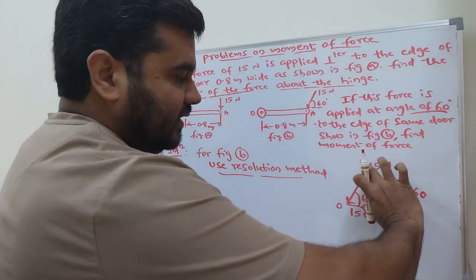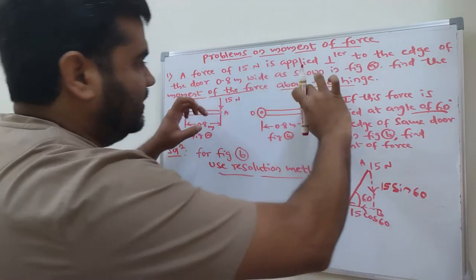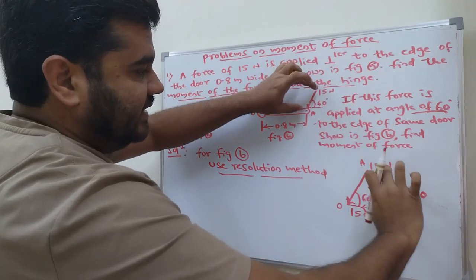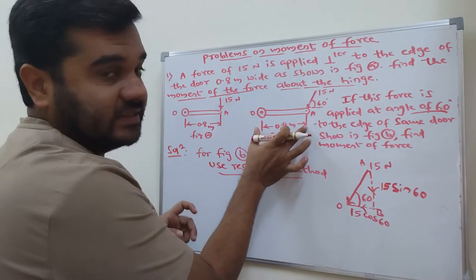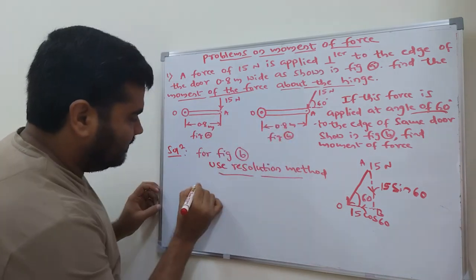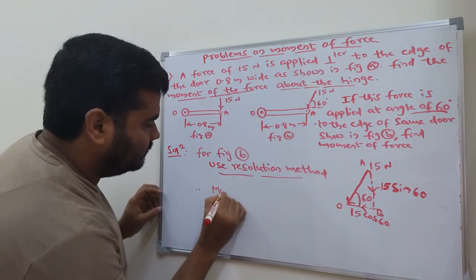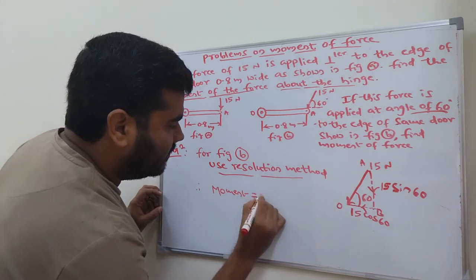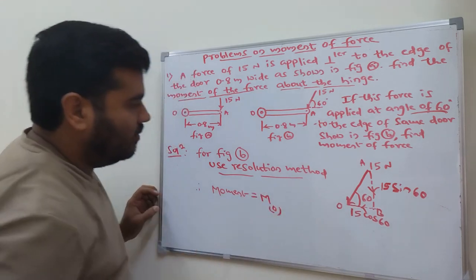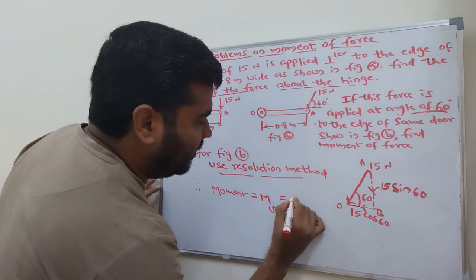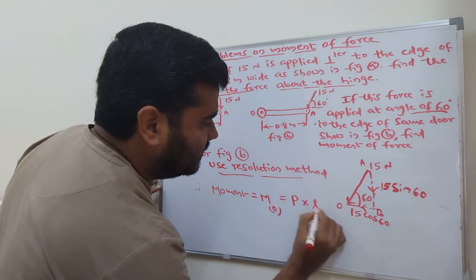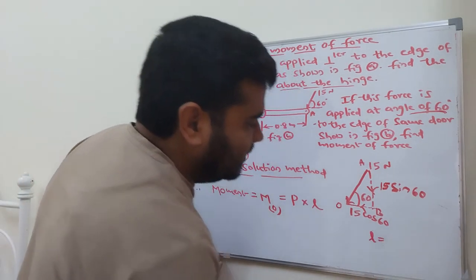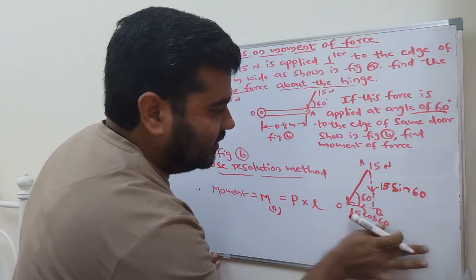Now you want the vertical component, because you have split it into a vertical component. This is 15 sine 60. This into the perpendicular distance is the moment. Therefore, the moment about O equals force into perpendicular distance, P into perpendicular distance. What is the perpendicular distance here? L equals how much? P is how much here? That is the force.